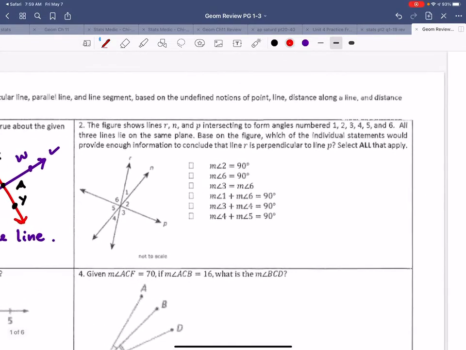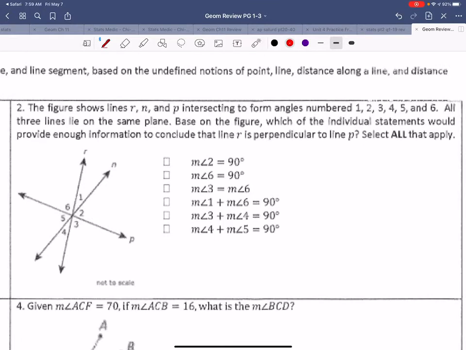Question number 2 states the figure RN and PQ intersect to form these angles. All three lines are on the same plane. Based on the figure, what individual statements would provide enough information to conclude that R is perpendicular to P?